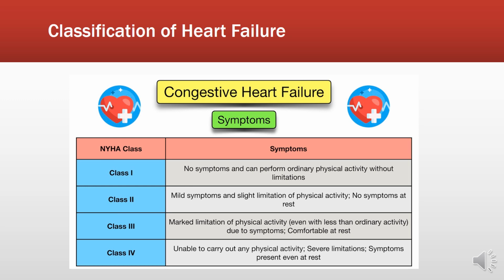Class 2, they might start to show some limitations with physical activity, but there's nothing there at rest. Class 3, we're starting to be more aware, a more moderate amount of limitations, and these are based on activities that are not your typical activities, and they are still comfortable at rest. Class 4, they really are unable to carry out any activities, severe limitations, and symptoms start to present at rest. And these are the New York Heart Association functional classifications.